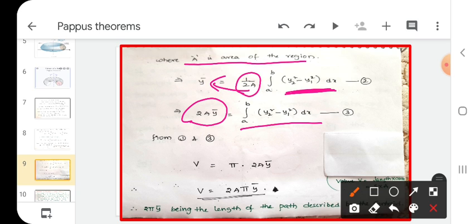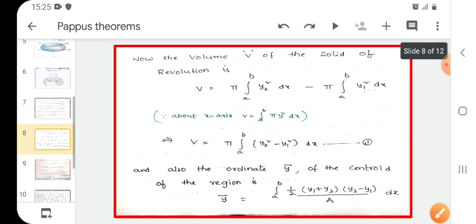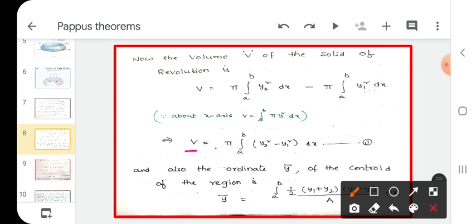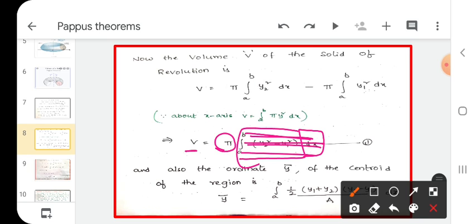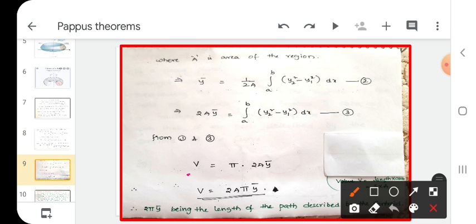Now I substitute this value in equation number 1. What is equation number 1? V equals pi into integral a to b, y2 square minus y1 square, dx. Instead of this, what do I write here? 2A y bar. Okay, V equals pi into 2A y bar. So see here, V equals pi into 2A y bar.